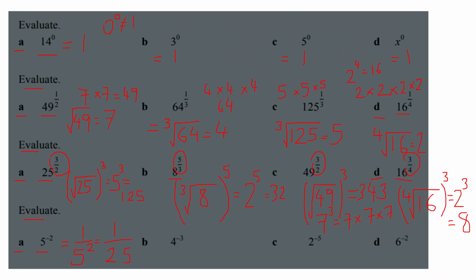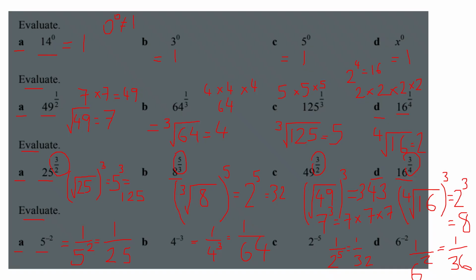Part B, we have 4 to the minus 3. That's 1 over 4 cubed, or 4 to the power of 3, and 4 to the power of 3 is 4 times 4 times 4, which is 64. Finally, part C, we have 2 to the power minus 5. That's 1 over 2 to the 5, which is 1 over 32. Finally, we have 6 to the minus 2. 6 to the minus 2 is 1 over 6 squared, which is 1 over 36.